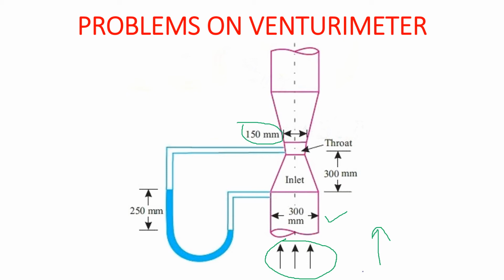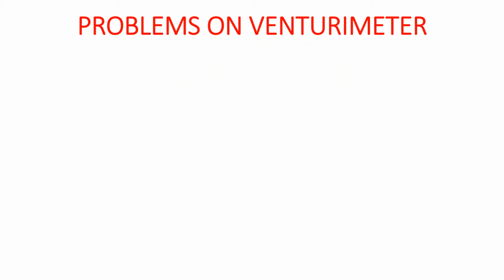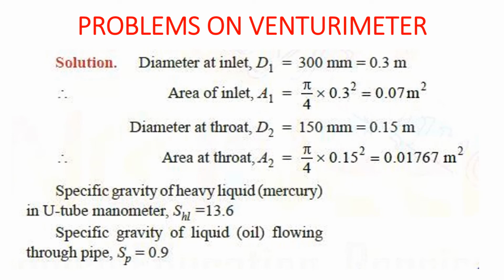Then the differential manometer is connected in such a way that the difference in the levels of the mercury in the manometer connected to this venturimeter is 250 mm. So the Y value will be 250 mm. Inlet diameter is 300 mm, which is shown here, and outlet diameter, that is throat diameter, is 150 mm, and flow is from downwards to upwards. Okay, let's go for the solution of this problem.